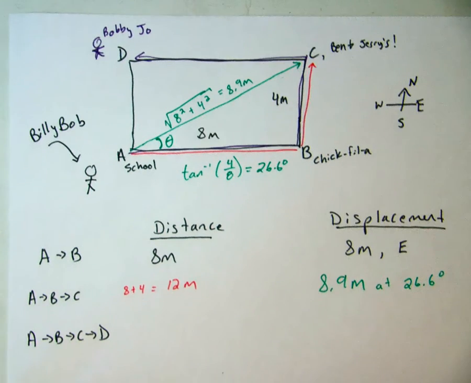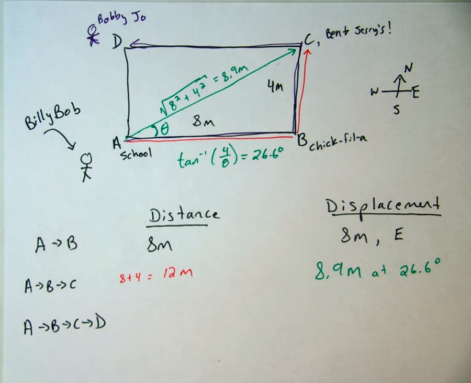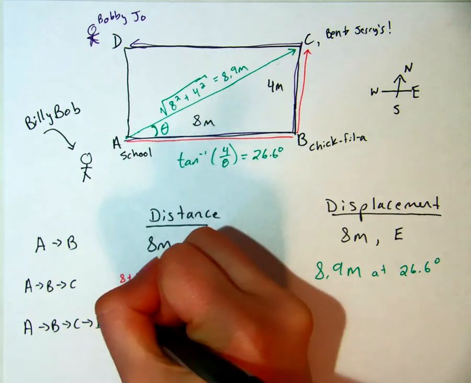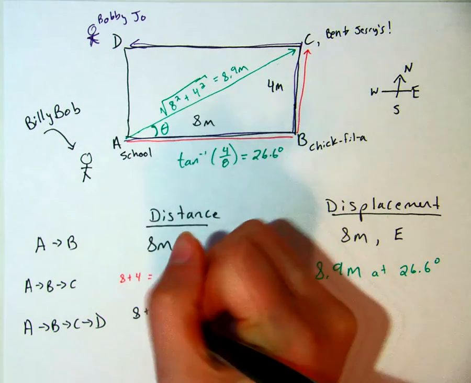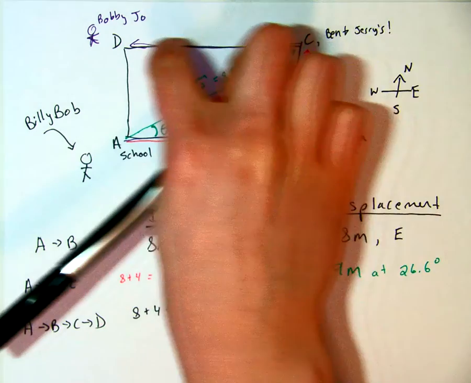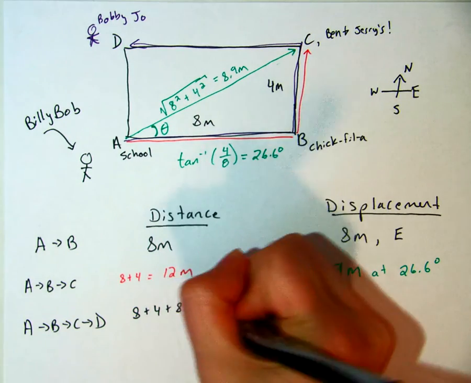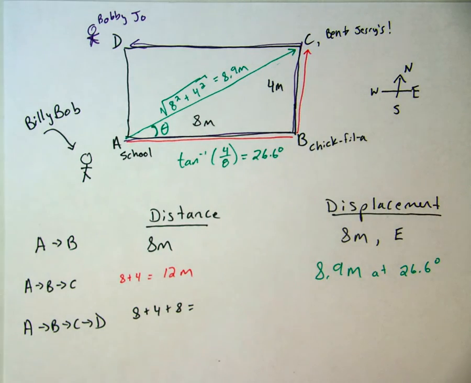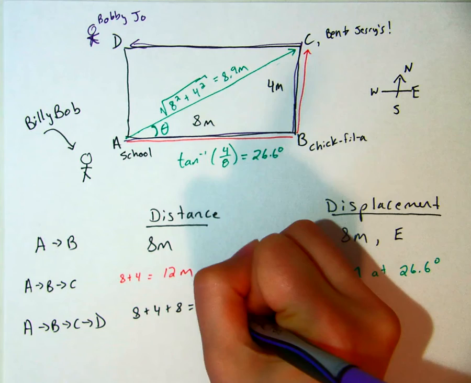What is our total distance now? Our total distance now would be, let's see, we do the original 8 plus 4 plus an additional 8 here at the top. And that would give me a grand total of 20 meters.